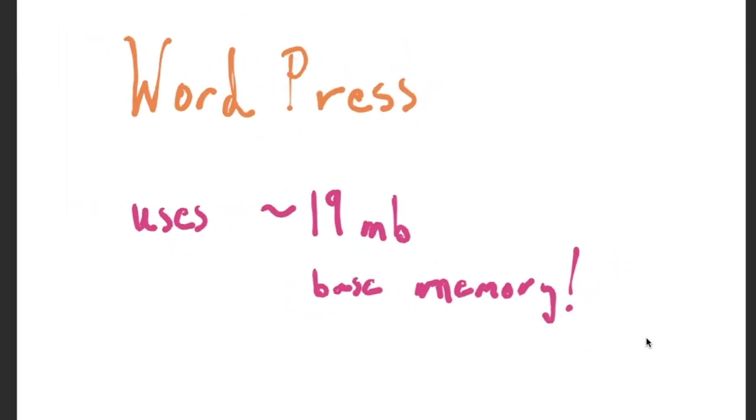WordPress is a typical example of a traditional PHP web application built without autoloading, and that is why when you load a WordPress suite right out of the box, it would take up 19 megabytes just to load the home page, even without any extra plugins and fancy features.